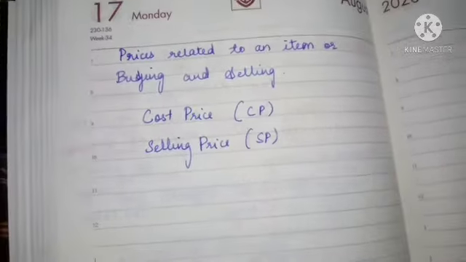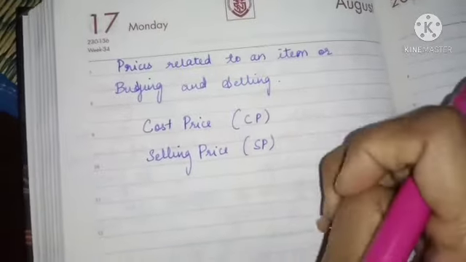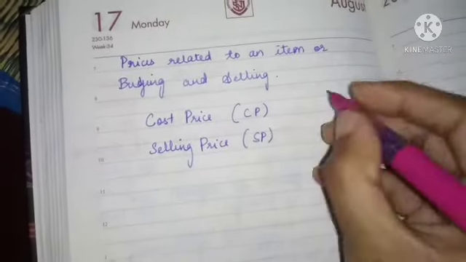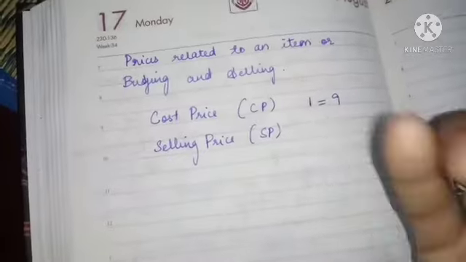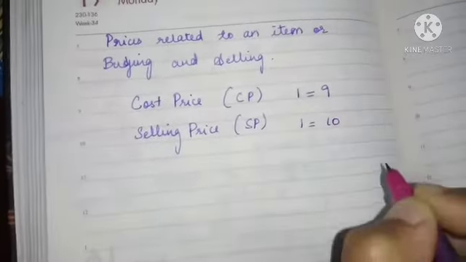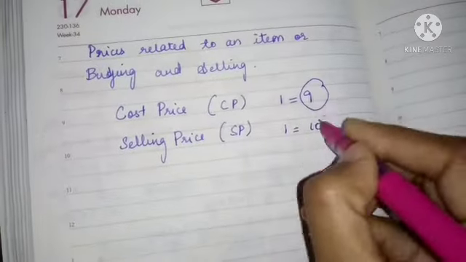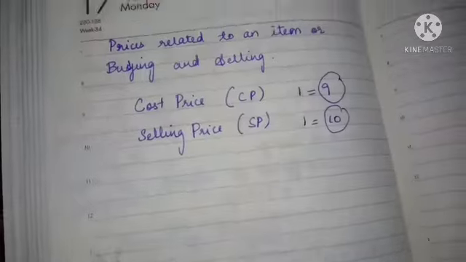For example, one biscuit packet. When he buys that biscuit packet from the market, each packet costs 9 rupees, but he sells each biscuit packet in his shop for 10 rupees. So 9 rupees is the cost price and 10 rupees is the selling price. Did you understand?